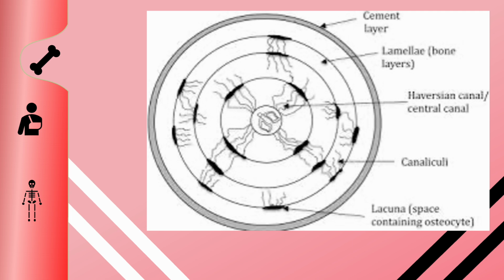The dark spaces on the lamellae are the lacuna or lacunae. The structures that appear to look like tentacles on the lacunae are the canaliculi. The canaliculi allow nutrients to reach bone cells and remove metabolic waste.